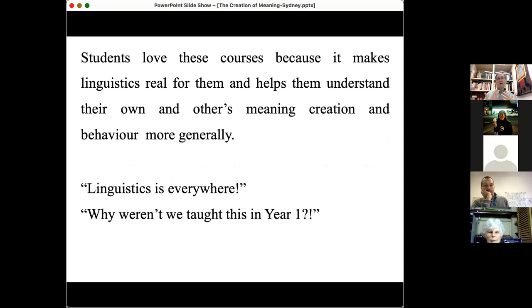They go out every week, they have to write about their own experience in meaning creation and notice things like their habits, what factors cause them to create a certain meaning in a certain context. Why does communication go wrong sometimes? And they see this as incredibly useful, and they say linguistics is everywhere. And they often complain, why weren't we taught this in year 1? Because I teach it in year 4 when they're about to graduate, and then they finally learn something that they feel is useful.